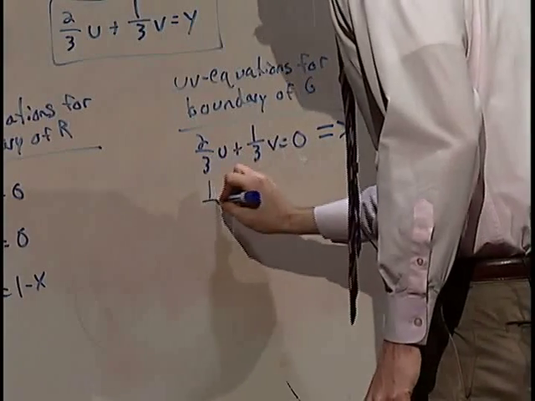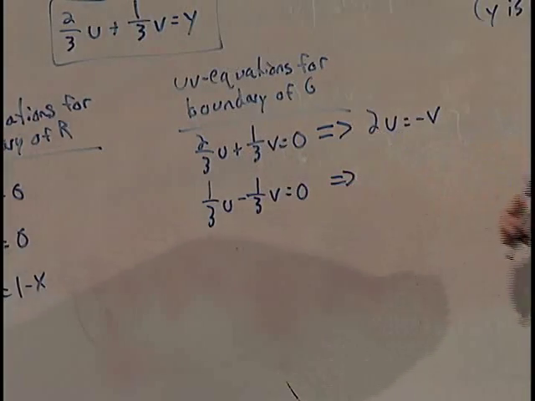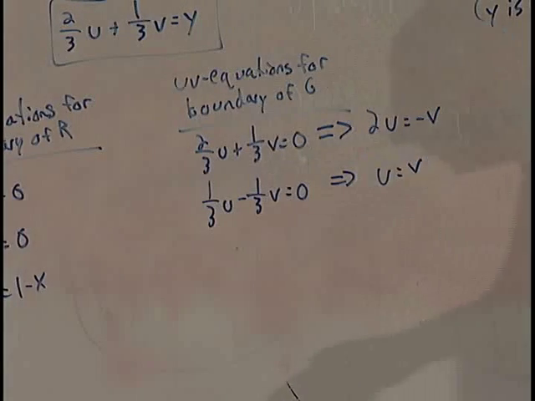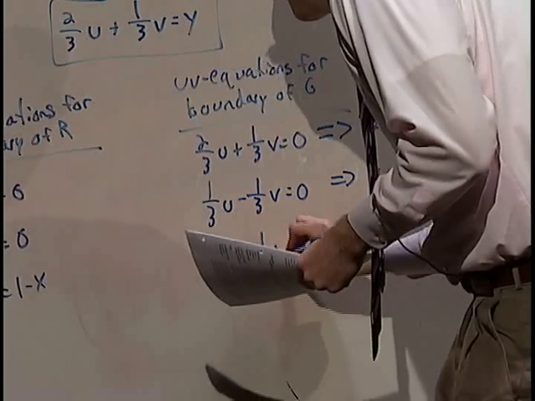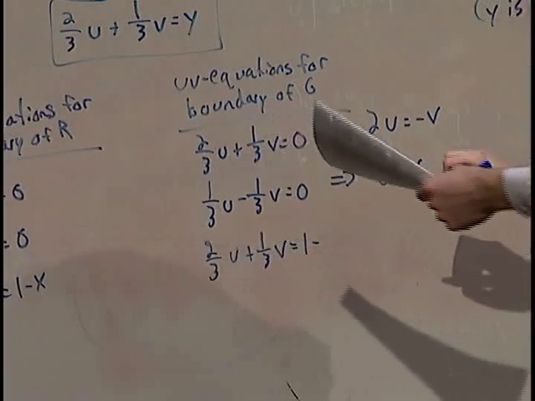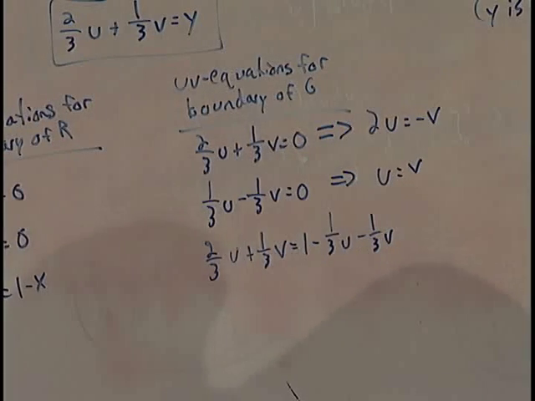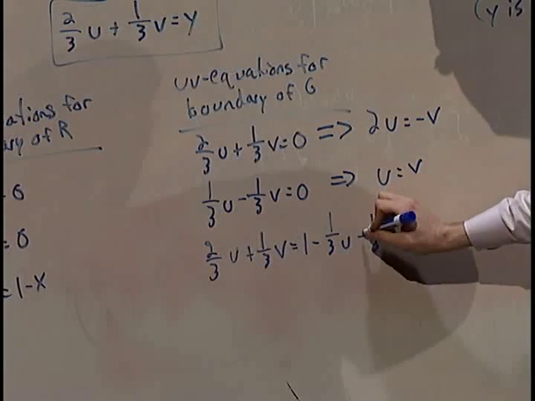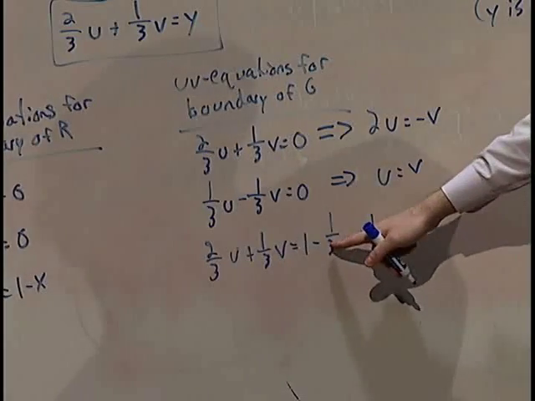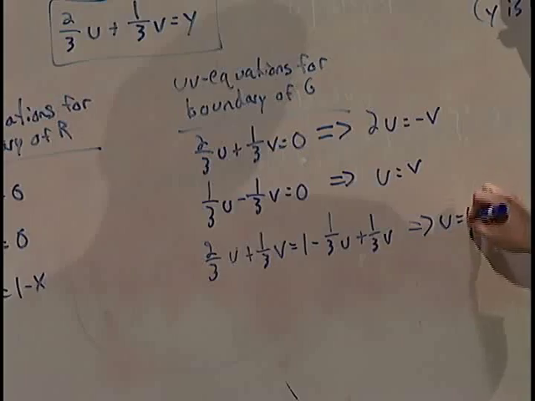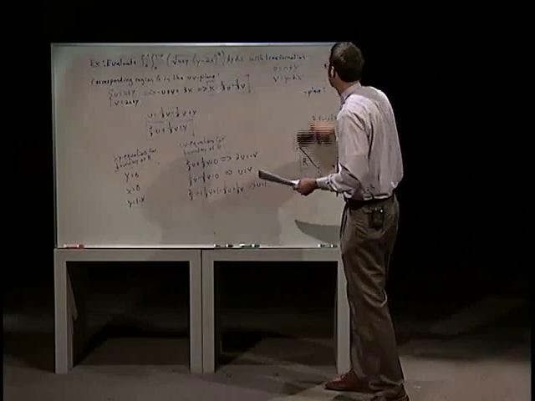X equals 0 means that 1/3 U minus 1/3 V is equal to 0. Move the 1/3 over, and that implies that U equals V. And then Y equals 1 minus X is 2/3 U plus 1/3 V equals 1 minus 1/3 U plus 1/3 V. Wait, this should be a plus 1/3 V because it's a minus a 1/3. Yes, that looks right. So the V's will cancel. Add this over, and the implication is U equals 1.